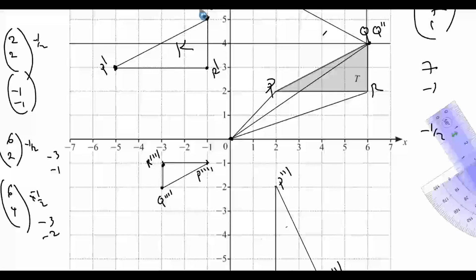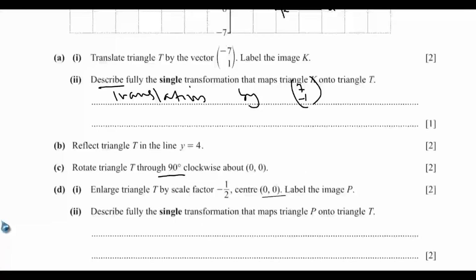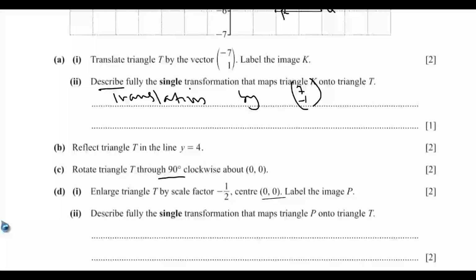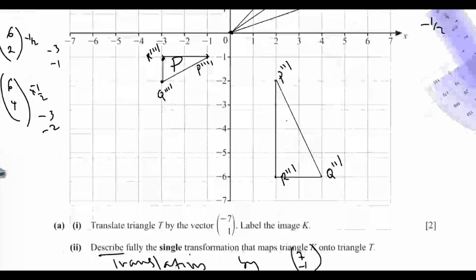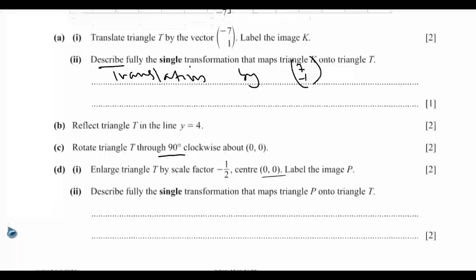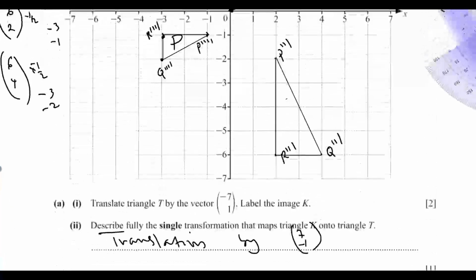Okay, so let's go to the next question. D, Roman figure 2, describe fully the single transformation that maps triangle P onto triangle T. We are asked to label the enlargement, the image, with letter P. Okay, so this is P. Then let's go back to the question. So describe fully the single transformation that maps P onto T.